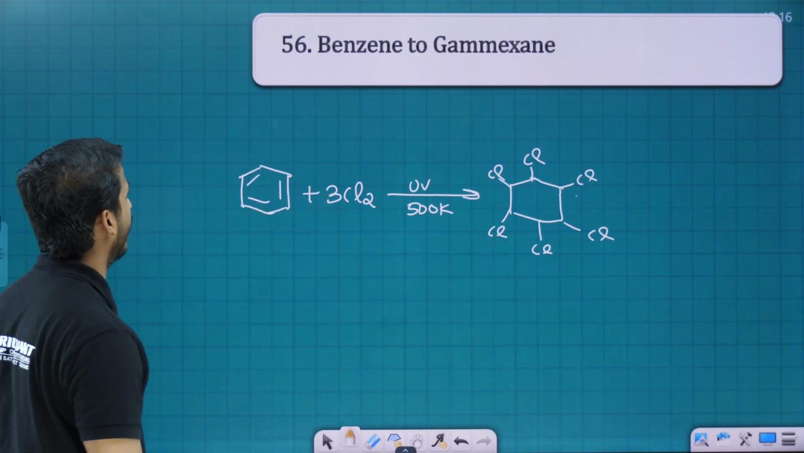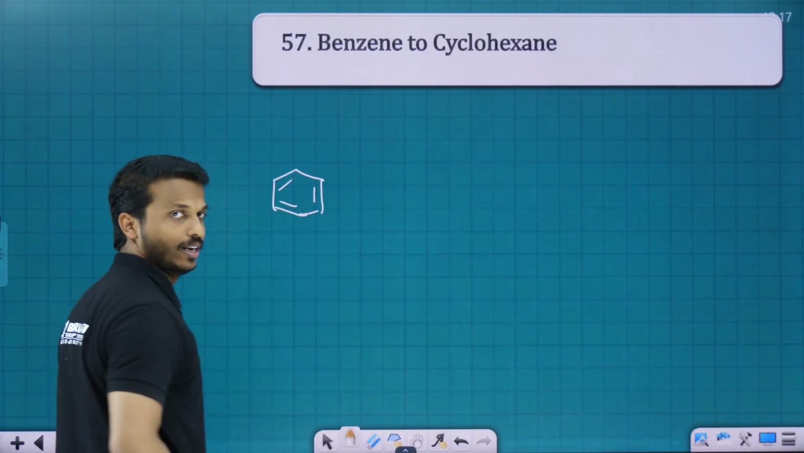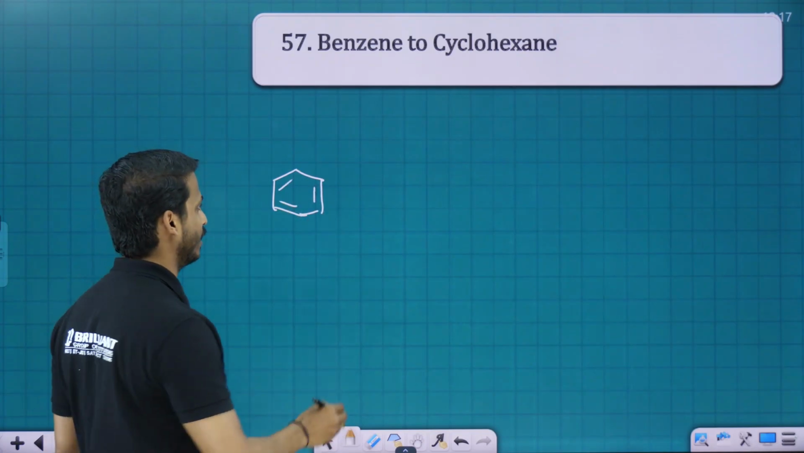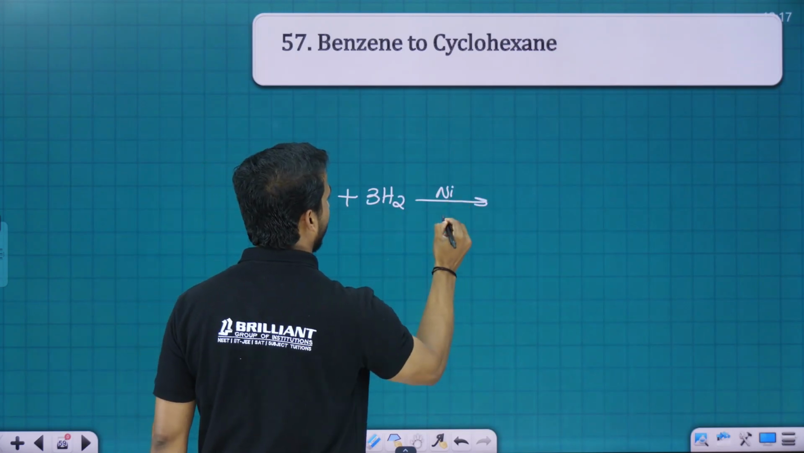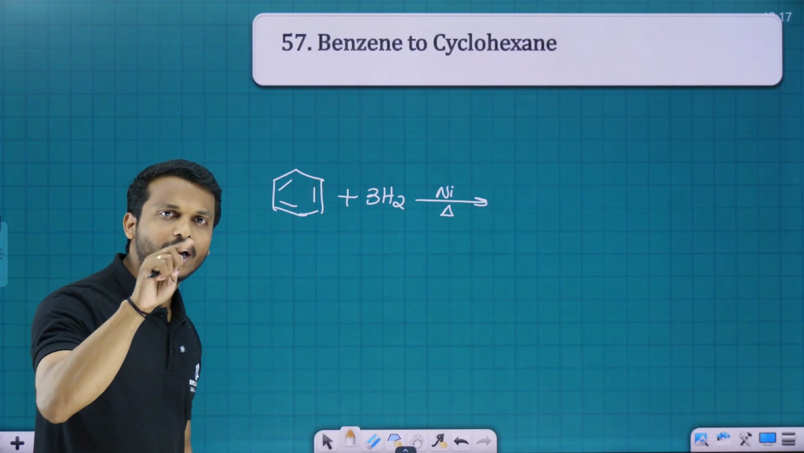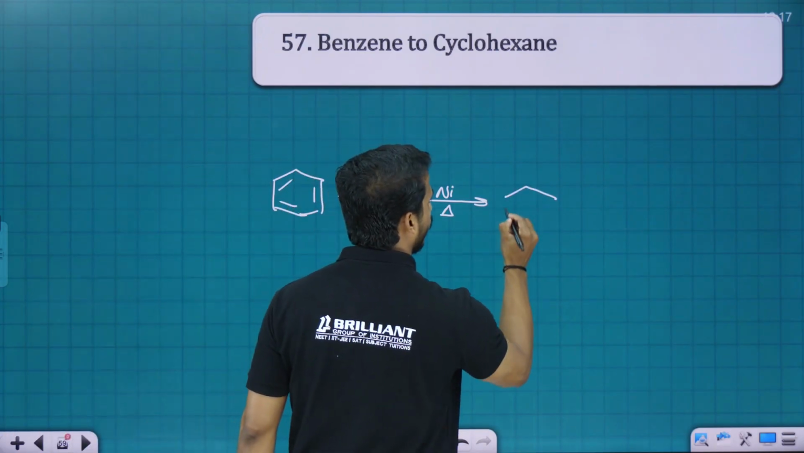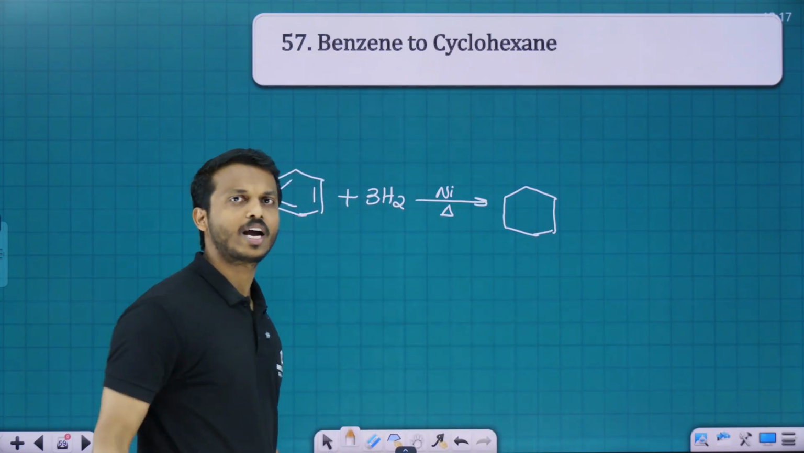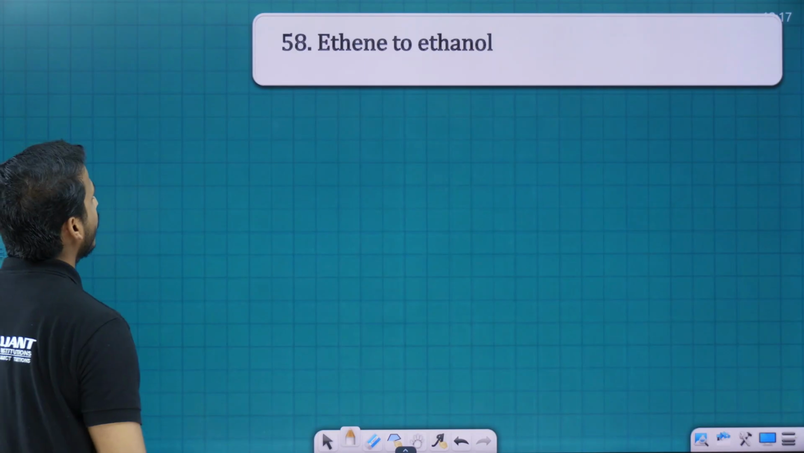C6H6Cl6. Then, how will you convert benzene to cyclohexane? It means we want to remove all the double bonds by adding hydrogen. So add 3H2 in presence of nickel. Reduction. When you add 1H2, one double bond goes. If you add 3H2, all three double bonds go and you will get cyclohexane. It's hydrogenation. Benzene on hydrogenation gives cyclohexane.